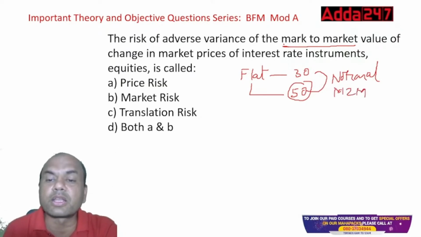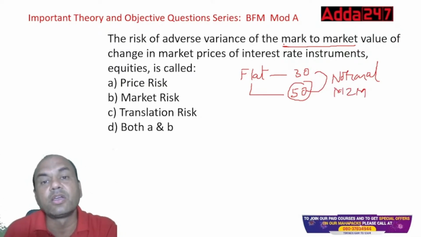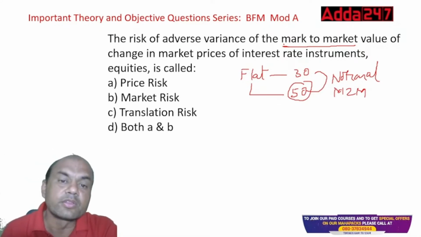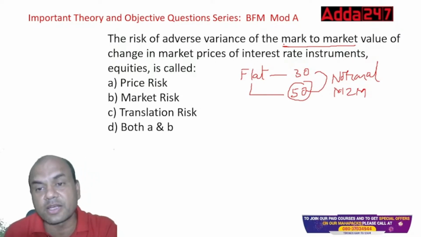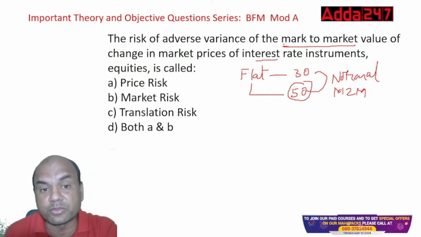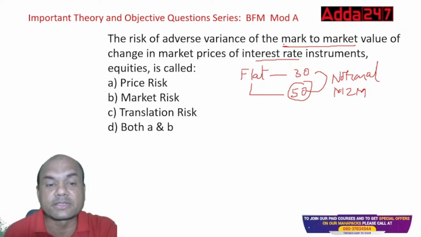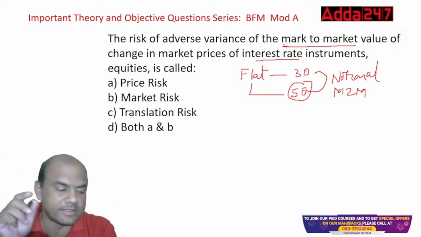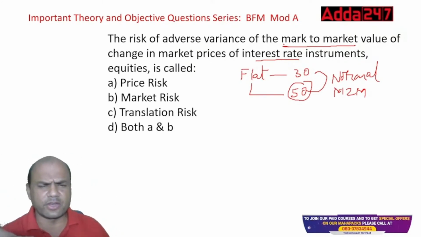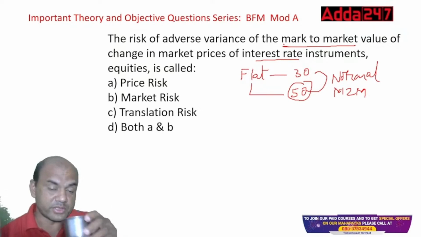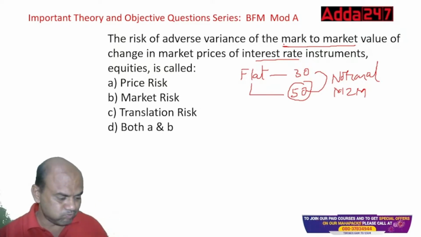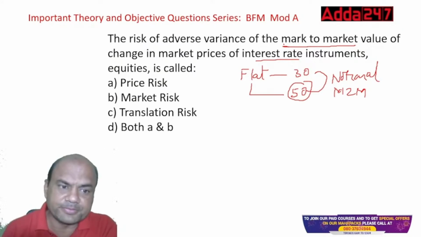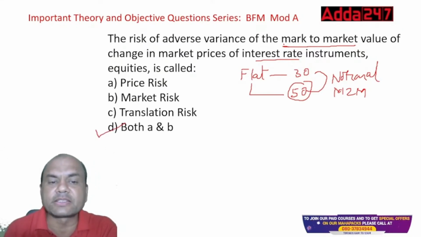M to M means the rate at which I bought and the present value of my security. So the risk of adverse variance of mark to market value, of change in market price in the interest rate instruments, is called what? Price risk, market risk, translation risk, both A and B? Let me get it from you first. It is both A and B. Price risk and market risk, both.